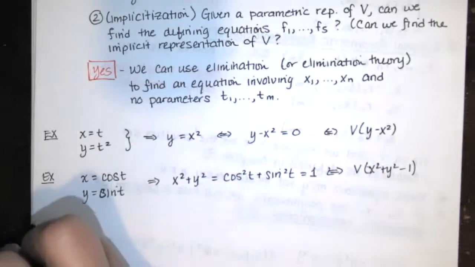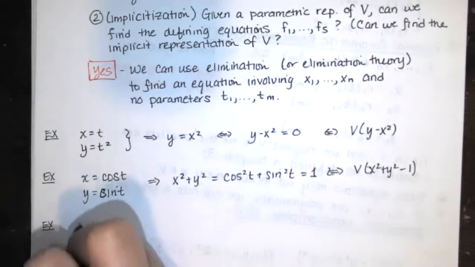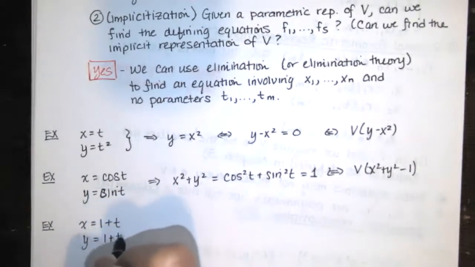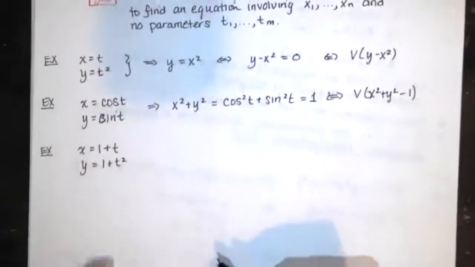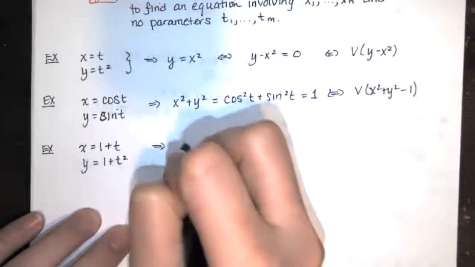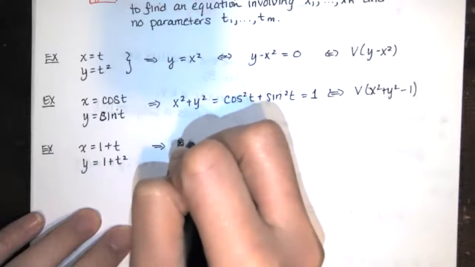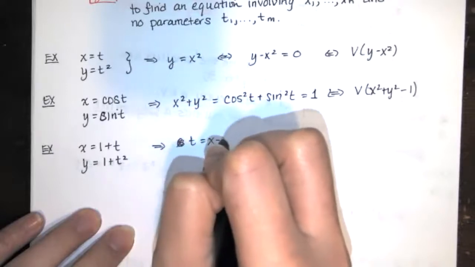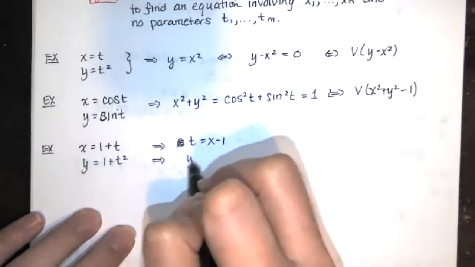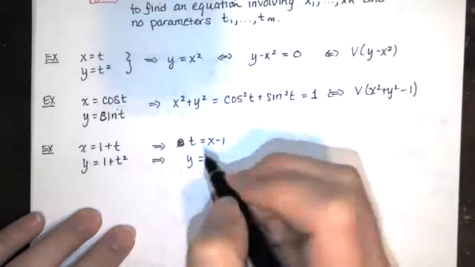Here's another example. If you have x equals 1 plus t and you have y equals 1 plus t squared, in order to eliminate the parameter t, we might solve this first equation for t in terms of x. So we'll have t equals x minus 1. And then since we know that t equals x minus 1, we'll replace this t with x minus 1.